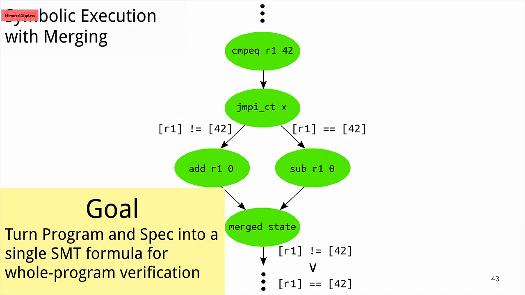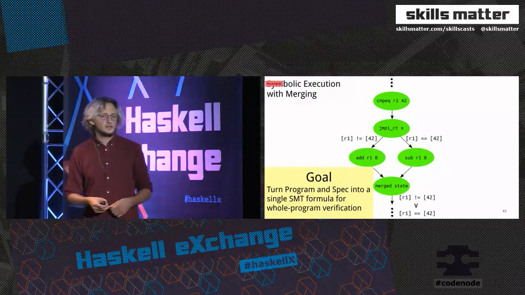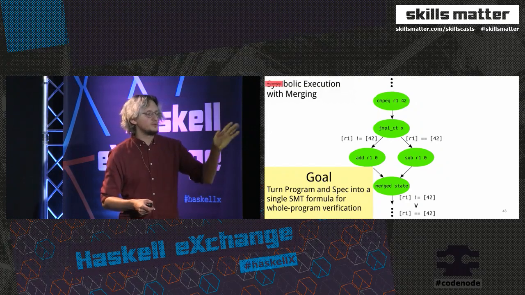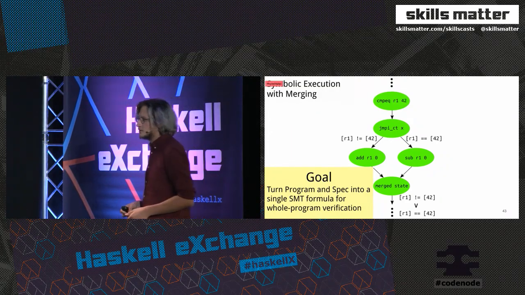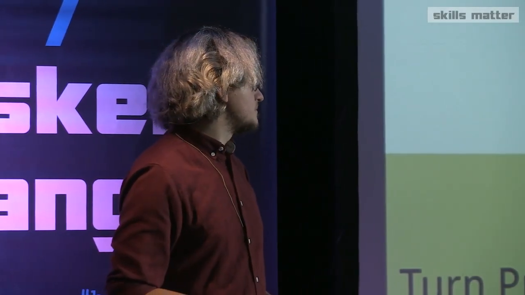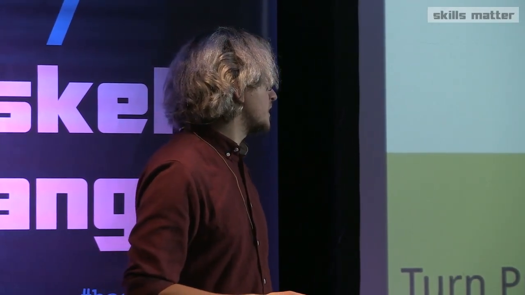And the goal for using symbolic execution with merging is to turn our program and the specification into a single SMT formula to achieve whole program verification. So we're not aiming at verifying some traces or verifying the possible worlds one by one, but we would like to compile the whole program down to a single SMT formula and achieve full program verification.